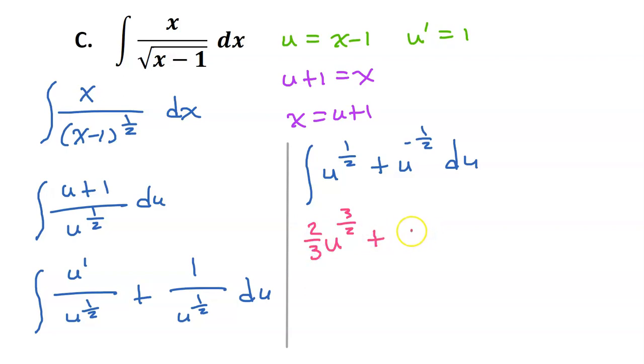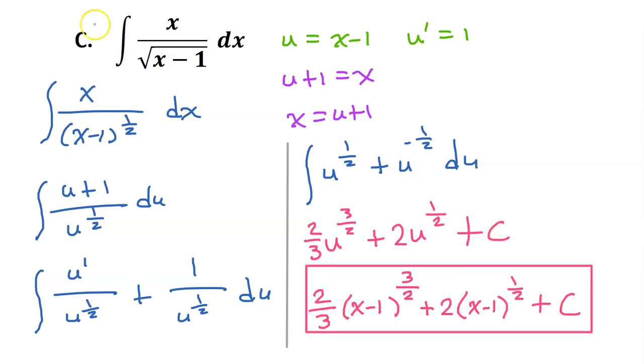And then for the next one, I'm putting my u. I need to increase this by 1. So adding 2 over 2 gives me positive 1/2. And then dividing by my new exponent, dividing by 1/2 is the same as multiplying by 2. And then constant of integration. Replacing u with x minus 1 gives us the final answer.